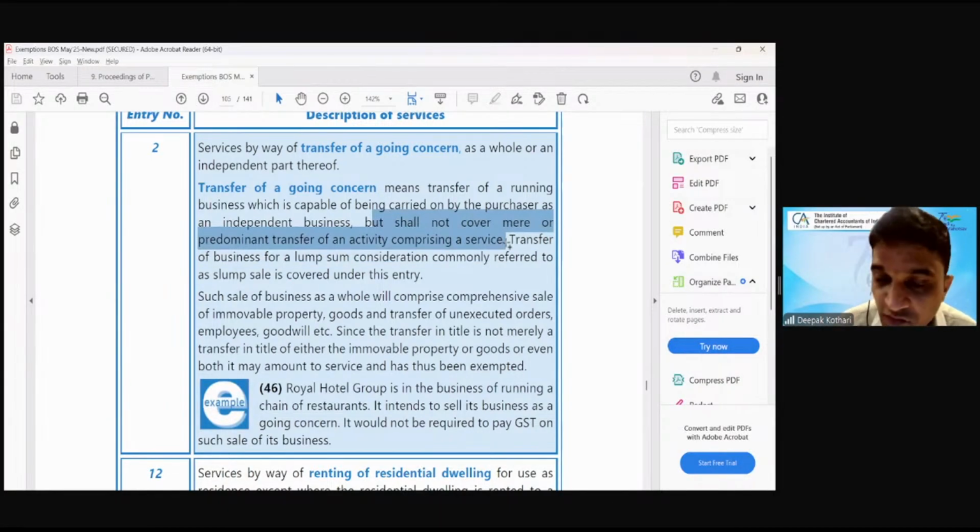Like if you are into the business of supply of, say, insurance services. Now you're selling your insurance business, but you're not selling the full business. You're just selling the insurance sales activities. So it is a supply of service. Instead of selling, you are giving that activity to another insurance company, right? So that is a predominant transfer of an activity, but your business is still continuing. That is not transfer of a going concern. When the whole business is getting transferred, that is transfer of a going concern. Okay, that is the meaning of service by way of transfer of a going concern.